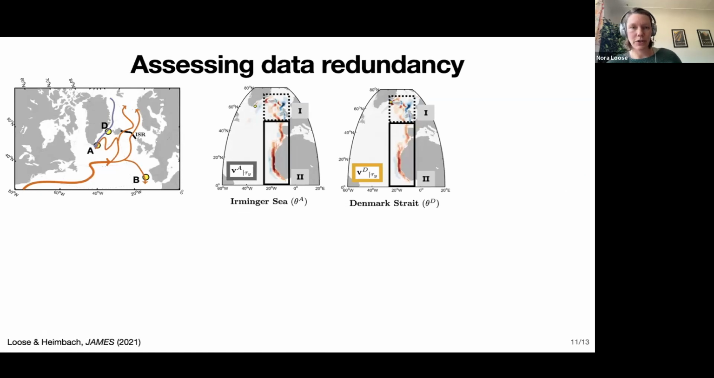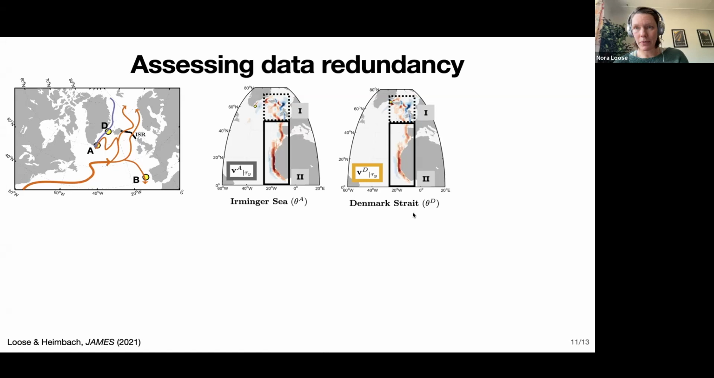So within this UQ framework, we can now assess data redundancy. Let's say we're thinking about putting a mooring into Denmark Strait here at location D. Here on the right, you see the adjoint sensitivity map of subsurface temperature in Denmark Strait. And you see it looks very similar to the Irminger Sea sensitivity map that we've seen earlier, right? And that means that the Irminger Sea and Denmark Strait observations contain quite a bit of redundant information.